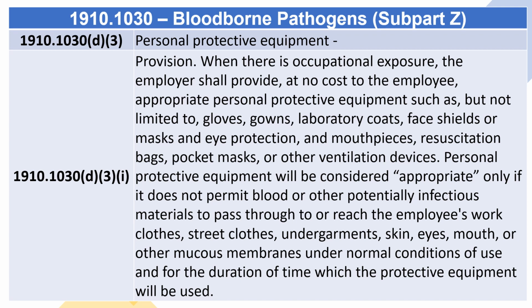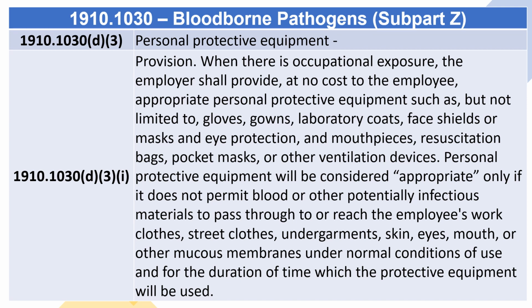1910.1030 D3 Personal Protective Equipment. 1910.1030 D3(1) through D3(8). Provision. When there is occupational exposure, the employer shall provide, at no cost to the employee, appropriate personal protective equipment such as, but not limited to, gloves, gowns, laboratory coats, face shields or masks and eye protection, and mouthpieces, resuscitation bags, pocket masks, or other ventilation devices.